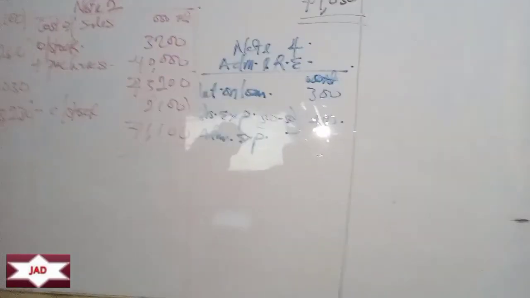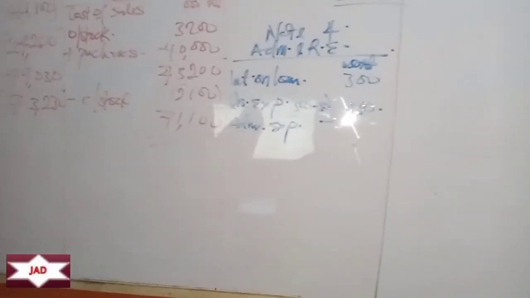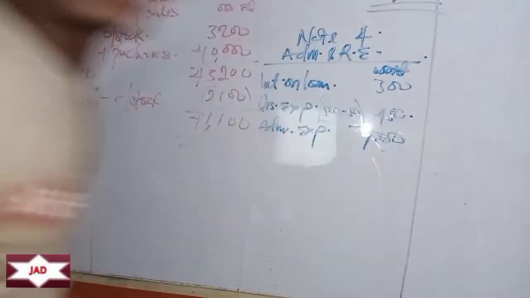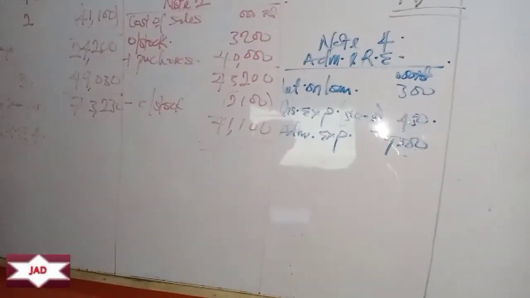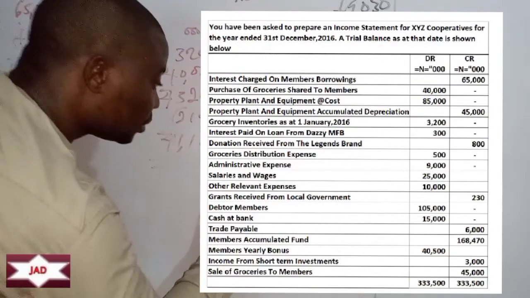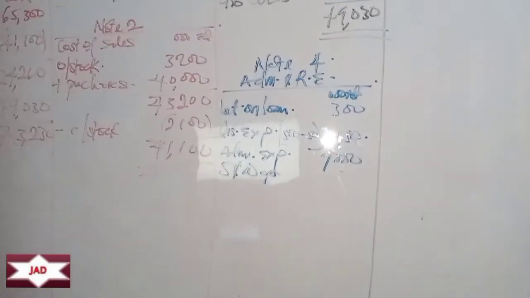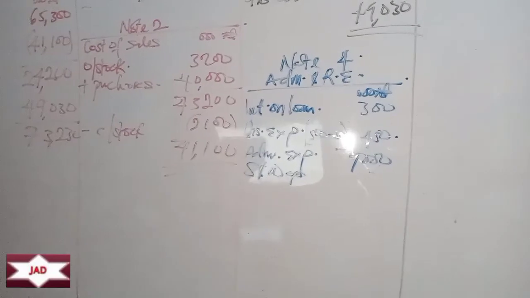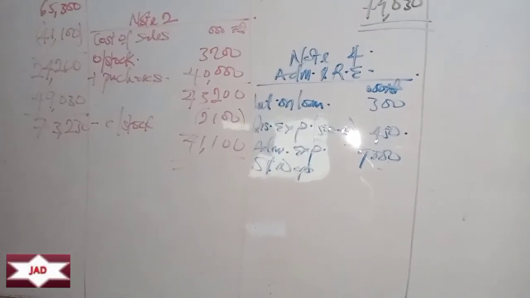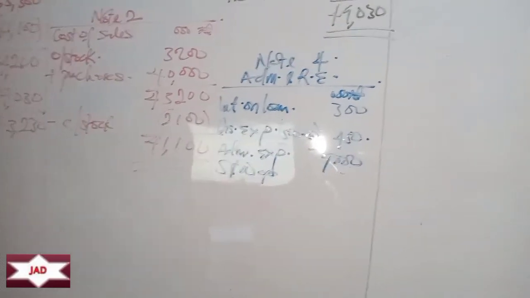Okay, and then the next one there, administrative expense. Any information on admin expense? No information. So what's the admin expense there? Let's pick it. I have 9 million. So that'll be 9,000.